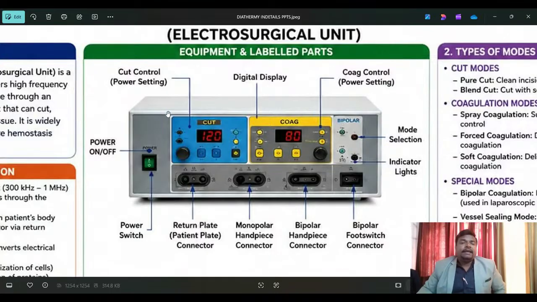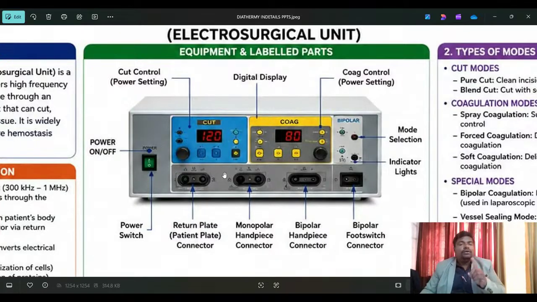Whoever is watching, please keep watching my channel. First of all, the cut control power settings. Everything we can operate and how to operate, I will give all the points. After watching this session, definitely you will get it. First of all, we will go through the power switch. Here, this is the power switch, power on off.